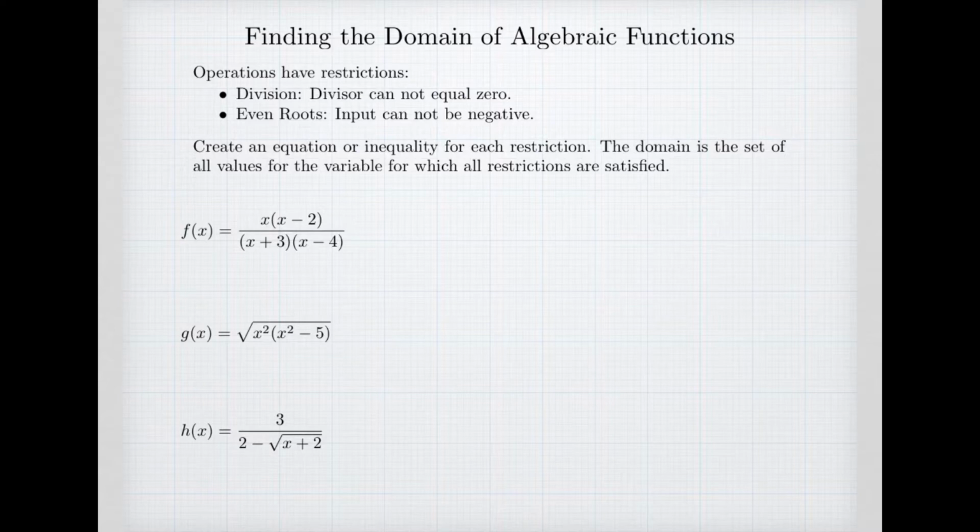Even roots, like square roots or fourth roots, also have a restriction. The input to the root cannot be negative. What we'll do when we have a function is we'll look for one of these two operations. And if there's division, we'll create an inequality that says the denominator cannot equal 0. If we have a root that's an even root, we'll create a restriction that requires that the input of that root has to be greater than or equal to 0. And then the domain will be the set of values for which all of the restrictions for the function are satisfied.